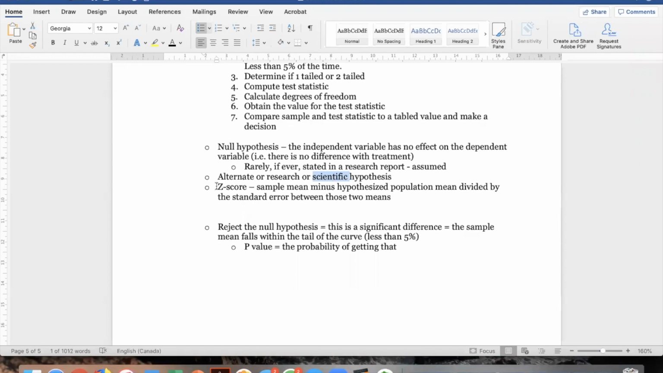Then your Z-score, we talked about this, right? It's your sample mean minus the hypothesized population mean divided by the standard error. Do not worry about that. That is so confusing. Don't even worry about it.